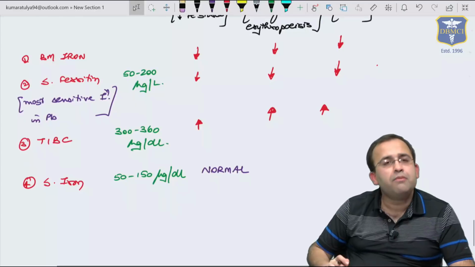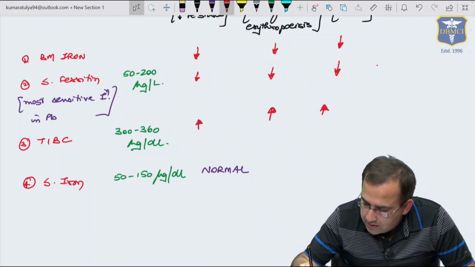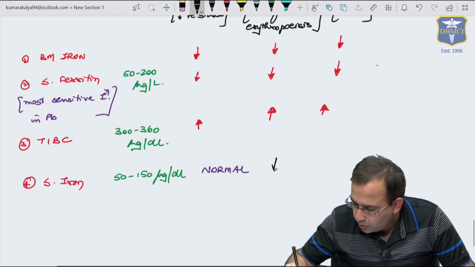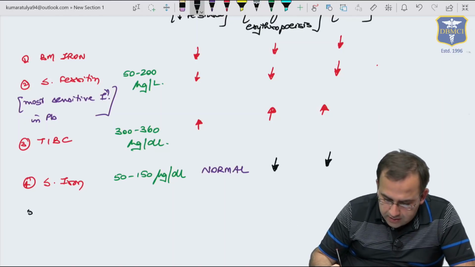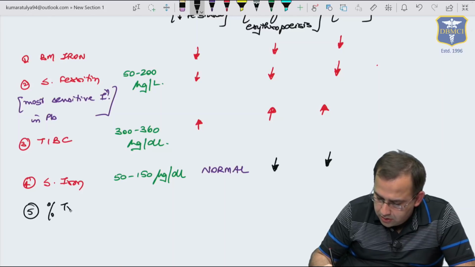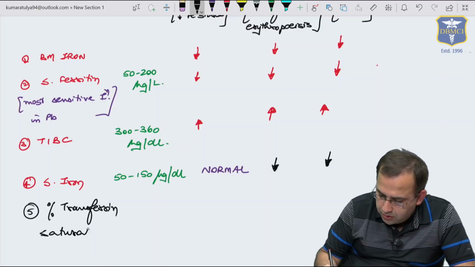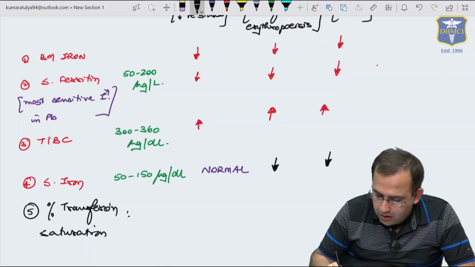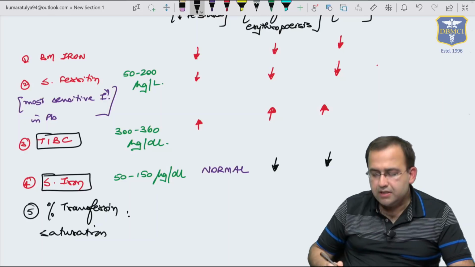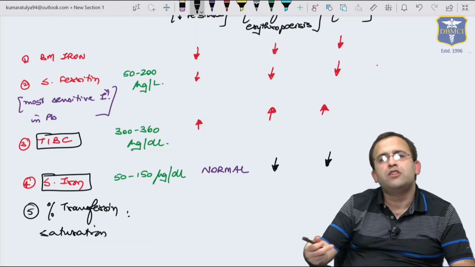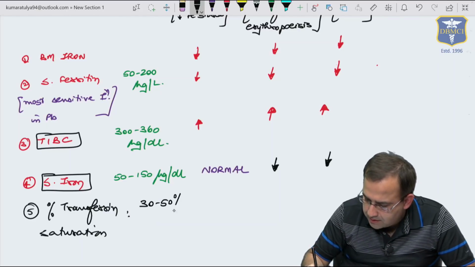Next, serum iron. Stage 1, serum iron is normal. Only the iron stores are reduced, serum iron is normal. It is reduced in stage 2 and 3. Next is percentage transferrin saturation. See, obvious. Normal serum iron is 50 to 150 micrograms per deciliter. Iron binding capacity is 300 to 350. So transferrin saturation is about 30 to 50%.